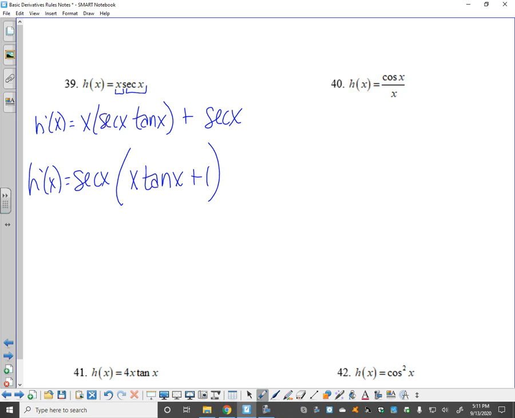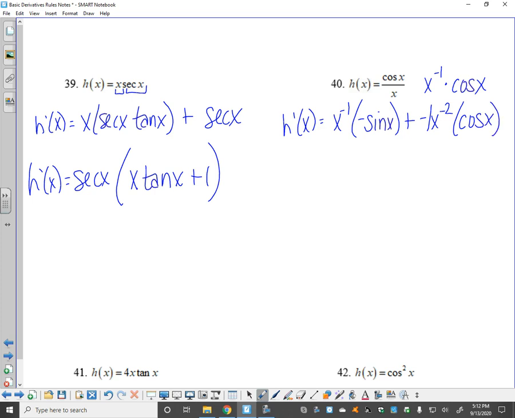Number 40, I have taught you absolutely no rules for how to take derivatives of division. So you cannot take the derivative of this. So fix it. I'm going to write it as x to the negative 1 times cosine x. That's the prep work. Now I'm going to take the derivative. So I'm going to leave it. Derivative of cosine, which starts with the c, that's going to be negative sine x plus derivative, bring the power down, take 1 from the power, leave it. That's my product rule.